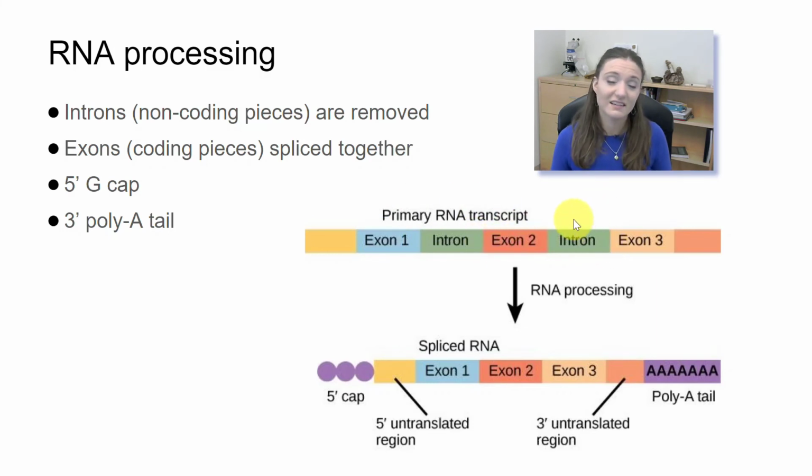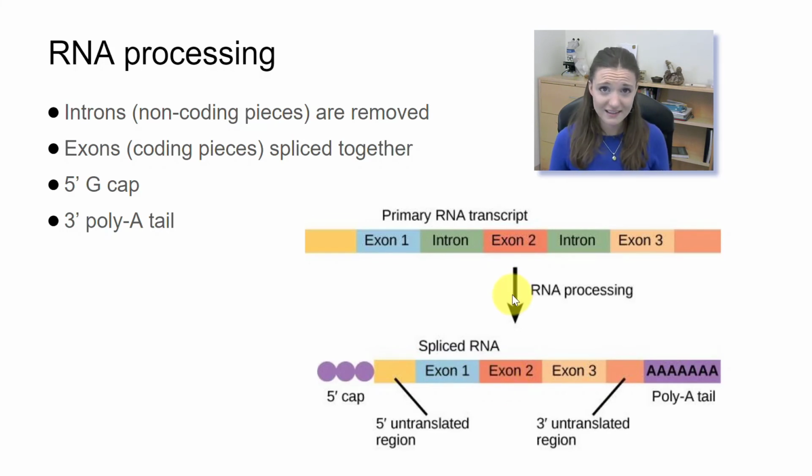Okay. Again, this is all happening in the nucleus. This is done by an enzyme. There's an enzyme complex, multiple enzymes working together in the nucleus, that will take out the introns and splice together the exons. So now we have only exons. Exons are the ones that contain information that we need.